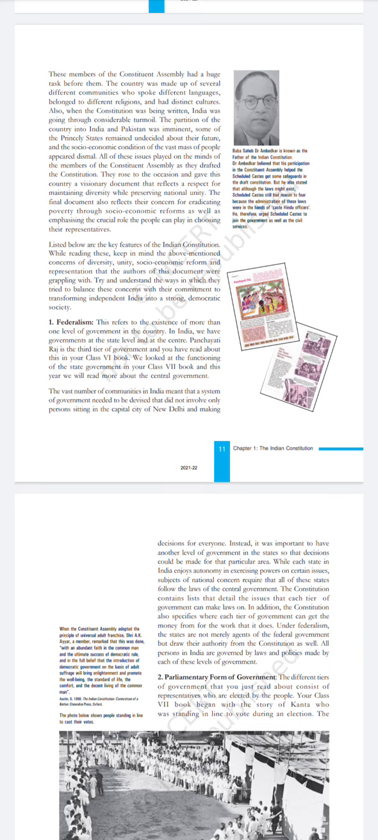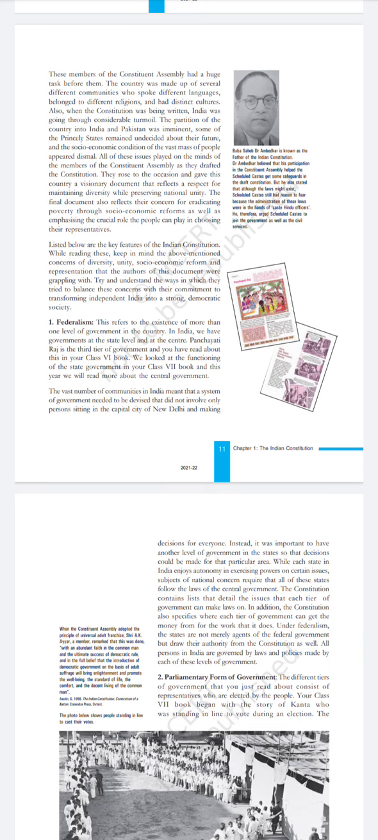the constitution. They rose to the occasion and gave this country a visionary document that reflects a respect for maintaining diversity while preserving national unity. The final document also reflects their concern for eradicating poverty through socio-economic reforms as well as emphasizing the crucial role the people can play in choosing their representatives. Take a look at this image.